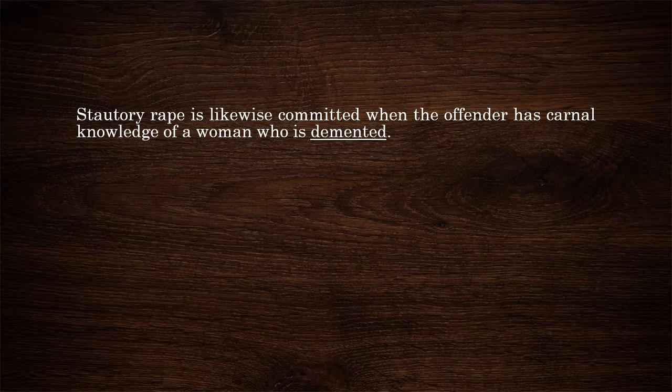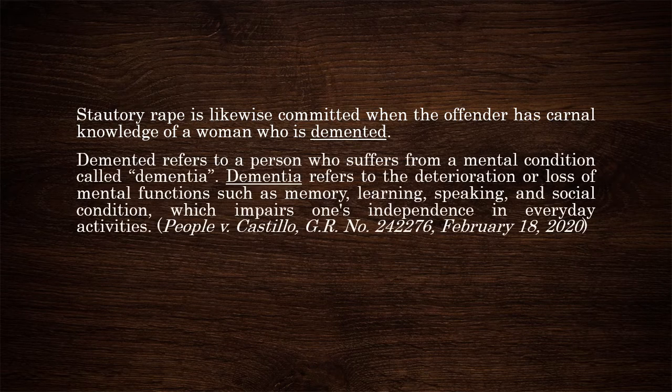But don't forget that statutory rape is likewise committed when the offender has carnal knowledge of a woman who is demented. Demented refers to a person who suffers from a mental condition called dementia. Dementia refers to the deterioration or loss of mental functions such as memory, learning, speaking, and social condition, which impairs one's independence in everyday activities. This was cited in the case of People versus Castillo.